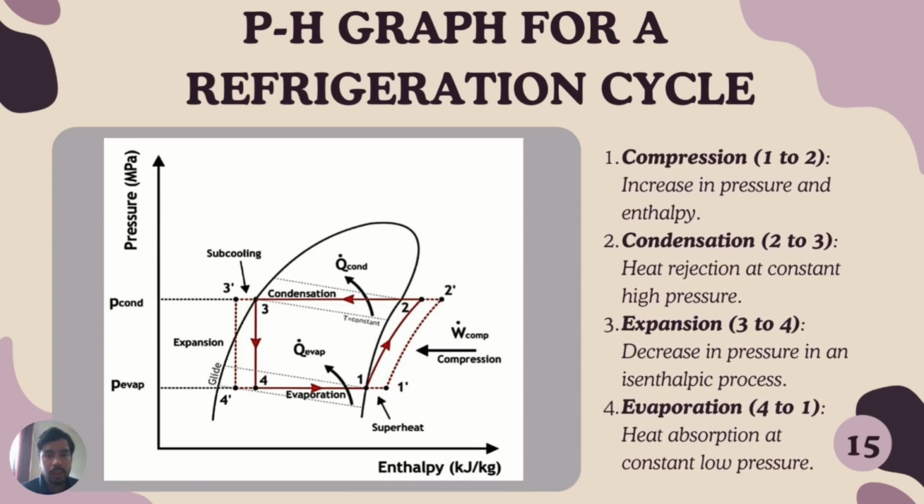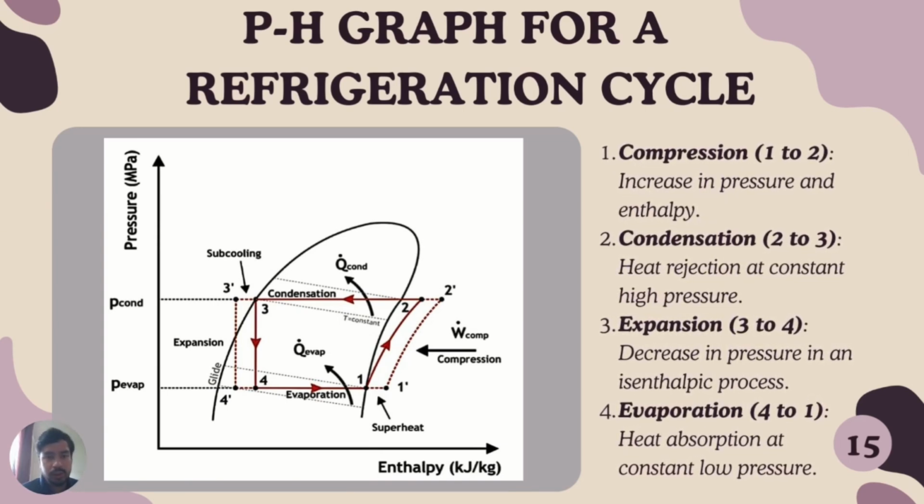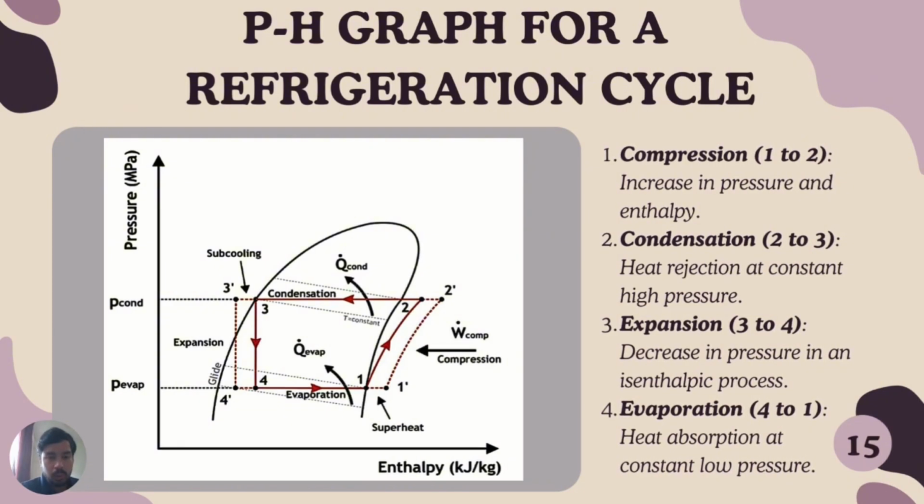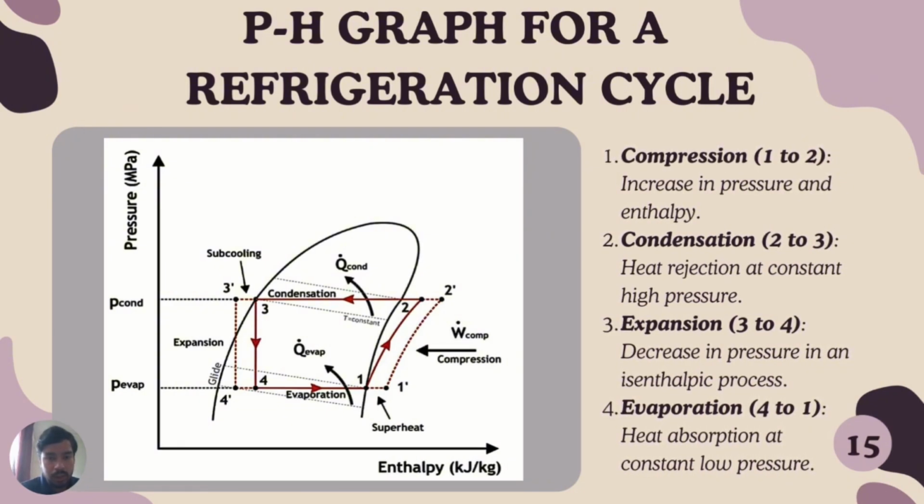Here is a P-h graph of a refrigeration cycle. We can see that at point 1, it starts the compression process where it goes from a saturated vapor to a superheated state. Here there is an increase in enthalpy and pressure.